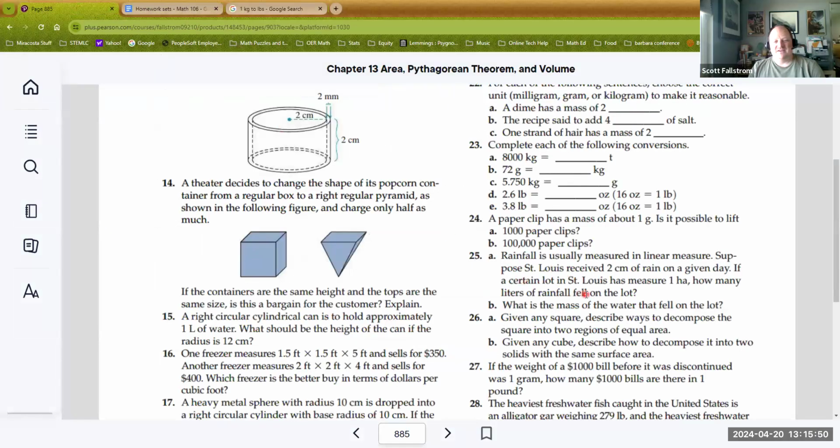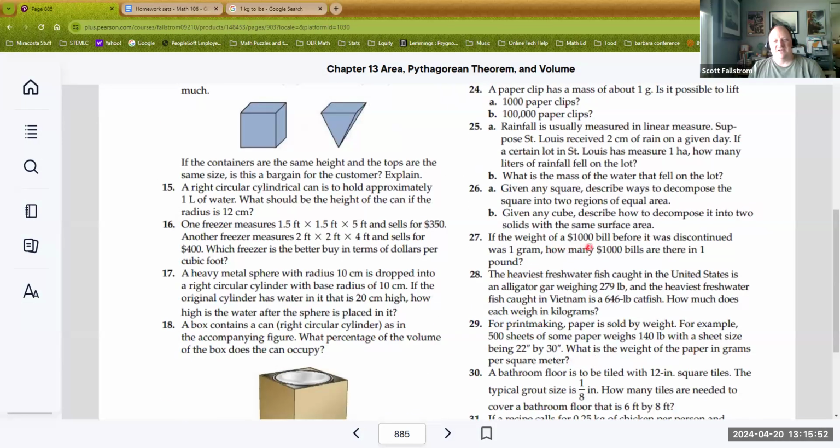Last is 27, 28. The weight of a $1,000 bill. Wow, a $1,000 bill. Turns out, I think in America, the weight of any of our bills is about 1 gram. Okay. So that gives you an idea. That's like a $1 bill, a $5 bill, a $100 bill. Those are all 1 gram. How many $1,000 bills are there in 1 pound? So now take your grams. You can turn your grams into kilograms, kilograms into pounds, and vice versa.